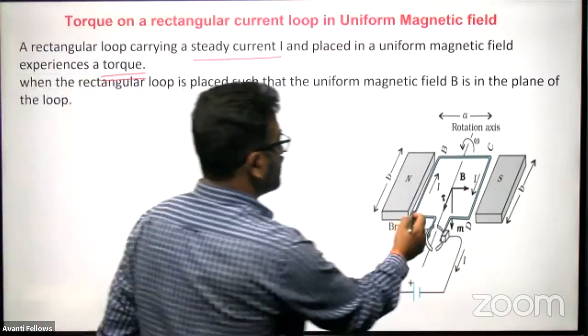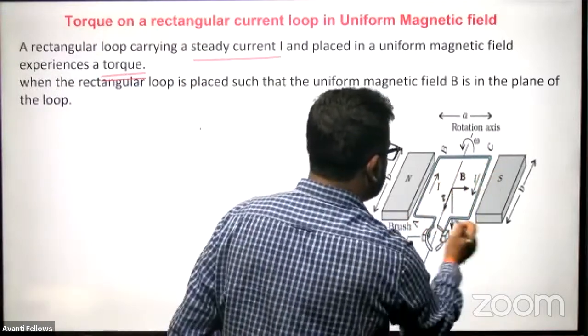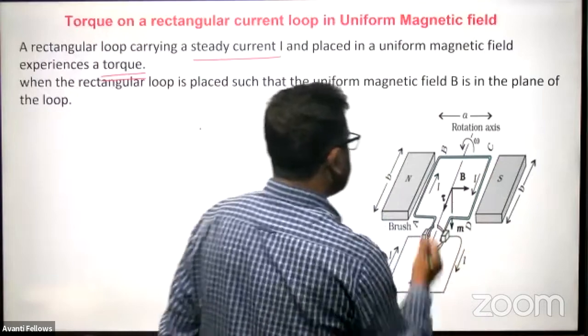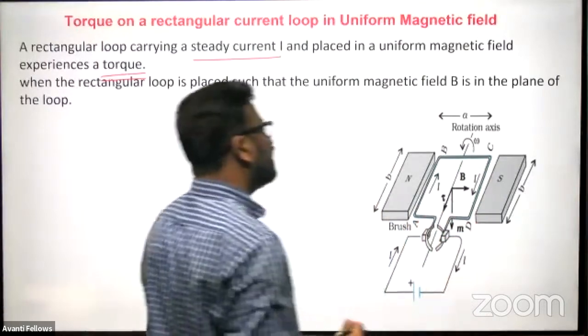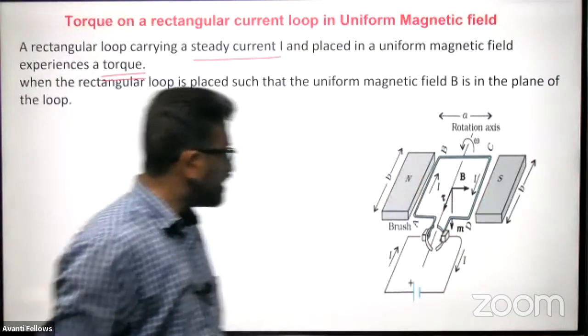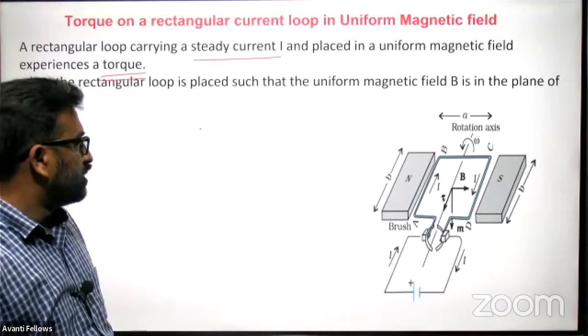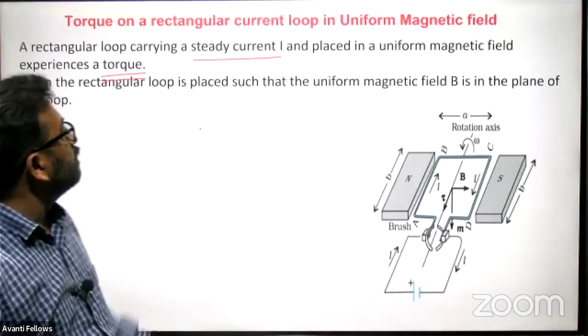We have a rectangular current loop ABCD. A rectangular current-carrying loop is placed in a magnetic field. That means between the pole pieces of a magnet, that is, the north pole is here and the south pole is on the other end, and between the north and south pole we are keeping a rectangular coil ABCD.